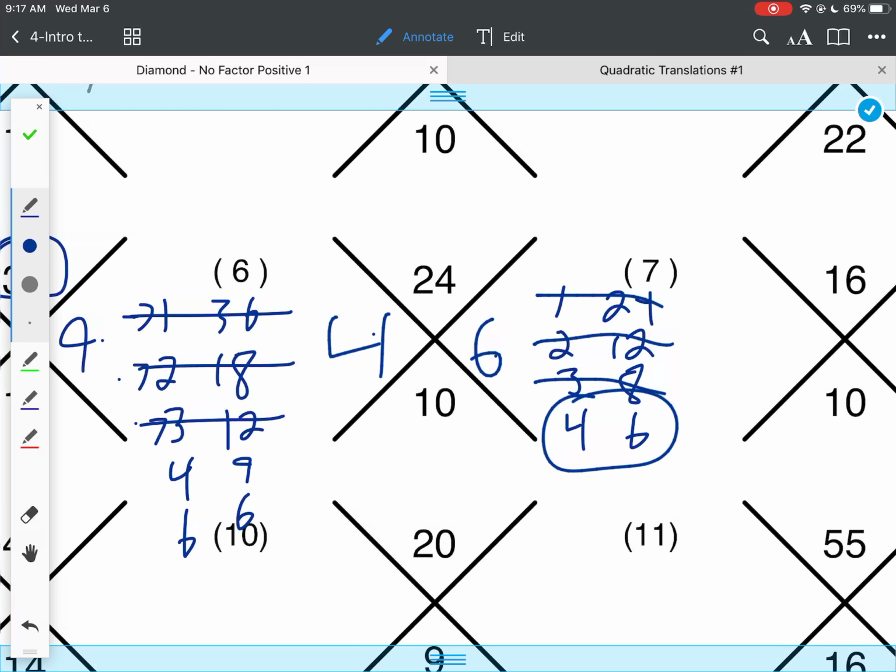Okay? Please practice this, because this is going to be crucial once we start after spring break and factoring quadratics. All right? I know, tough stuff, but we can do it. All right? If you have any questions, please let me know.